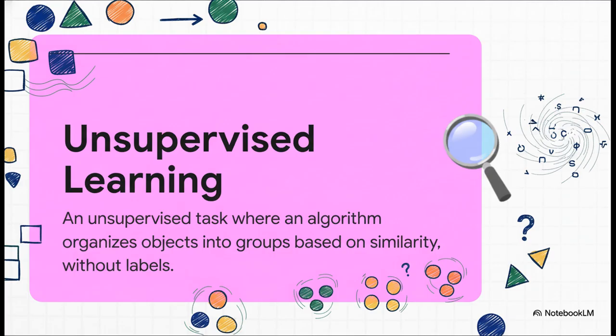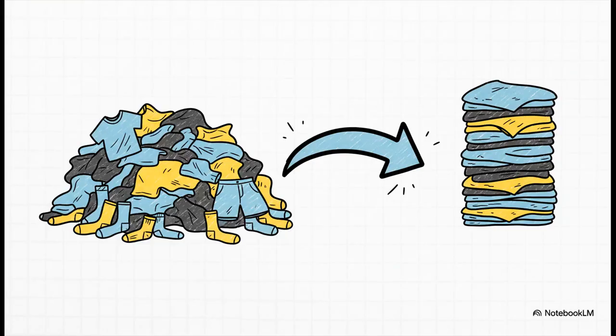It's pure, unadulterated exploration. And the most common type of unsupervised learning is called clustering. Here's a great way to think about it. Imagine you've got a giant pile of laundry on the floor. You just naturally start sorting it into groups, whites over here, darks here, colors over there, based on what looks similar. Nobody had to tell you those were the categories. That is exactly what clustering algorithms do with data.